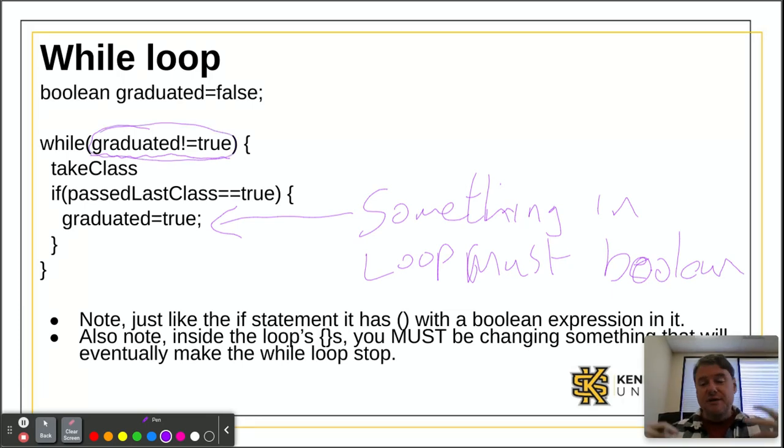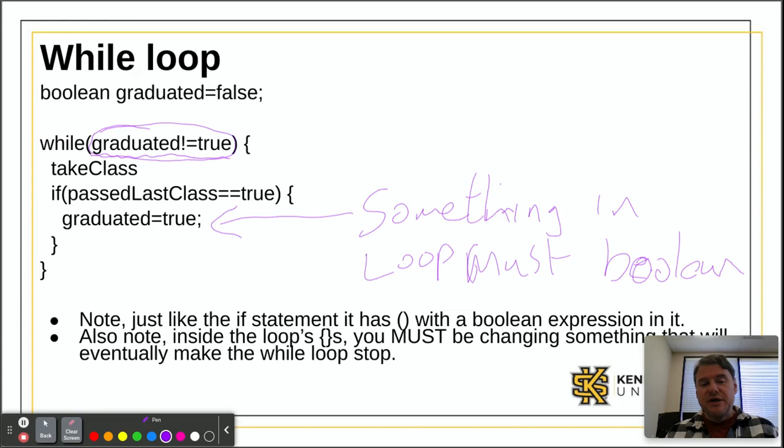1 time, 5 times, 10 times, 100 times, 1,000 times, 1,000,000 times, 50 million times, 1 billion times. Until your computer is turned off, this while loop will keep going until that Boolean comes out to false. So hopefully something in the loop is actually affecting the Boolean, because if nothing in the loop is affecting the Boolean, then the Boolean is always going to be true.